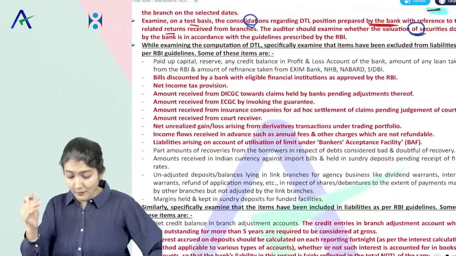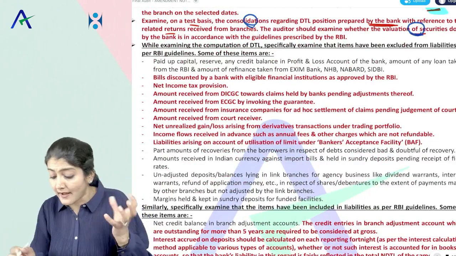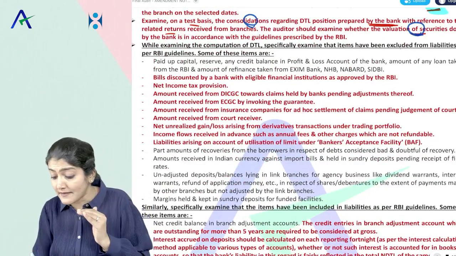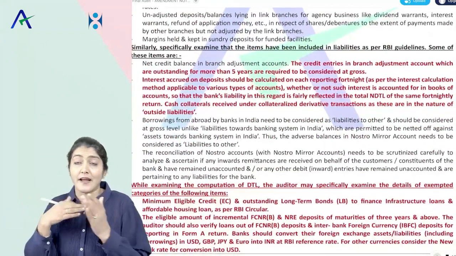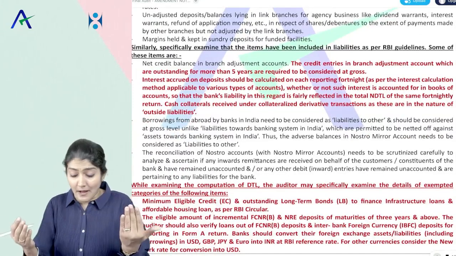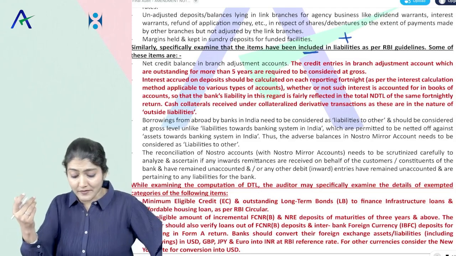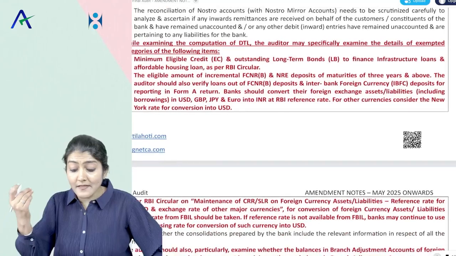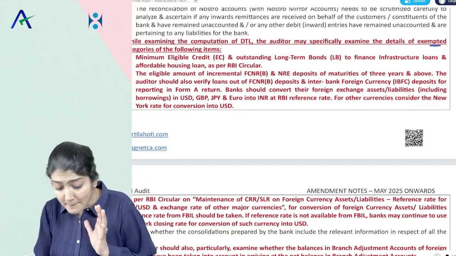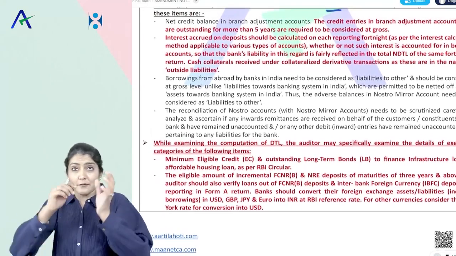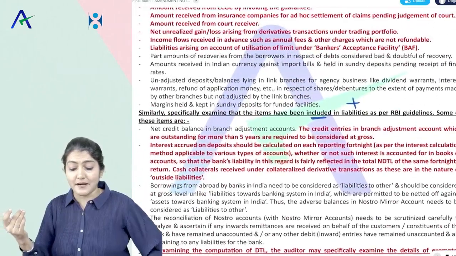And then after these 4 points, it says now the next point. Okay, now auditor, when you're checking the computation of the DTL, specifically examine that these items have been excluded from the liabilities as per the RBI guideline, and some of these items are. And similarly, specifically examine that the items which have been included in the liabilities as per the RBI guidelines, and some of these items are. And then while examining the computation of DTL, the auditor may specifically examine the details of the exempted categories of the following items. Right, so you have the excluded from liability, included in liability, and the exempted categories.